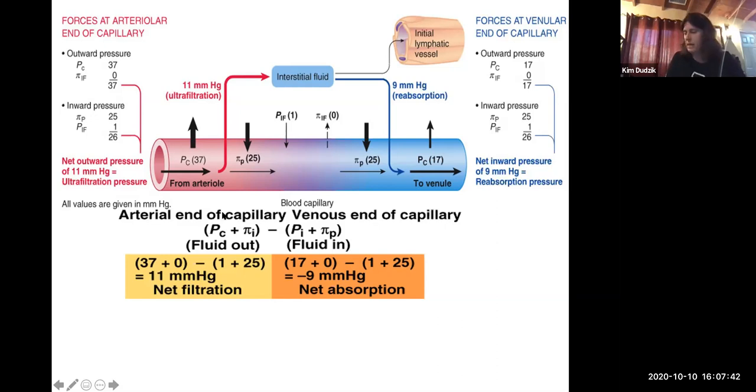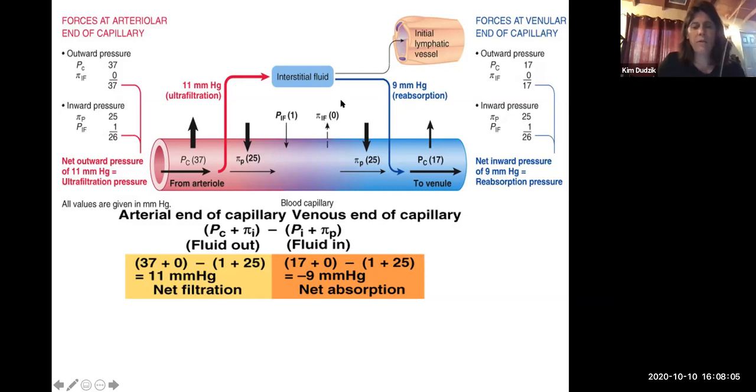Okay, so that might take some time to watch this, to digest all of this. This looks a lot nicer. So again, here's our hydrostatic pressure from the capillary. That's the blood coming in. It wants to move out. It's at 37. So that's our fluid out at 37.